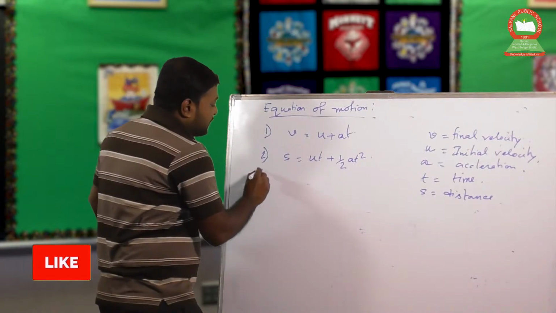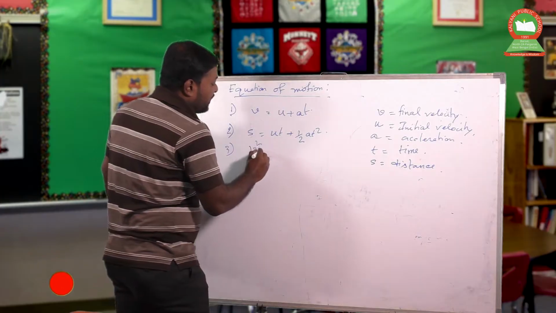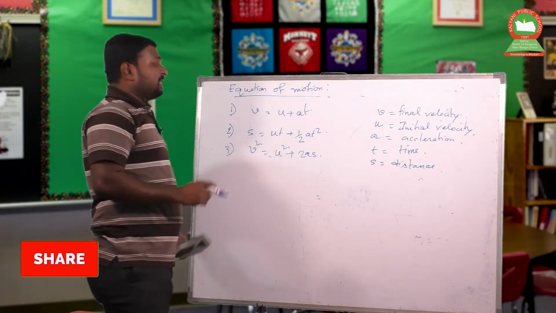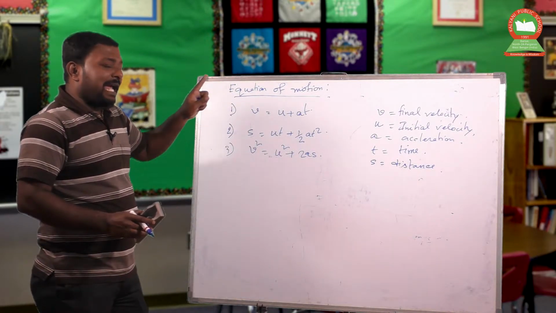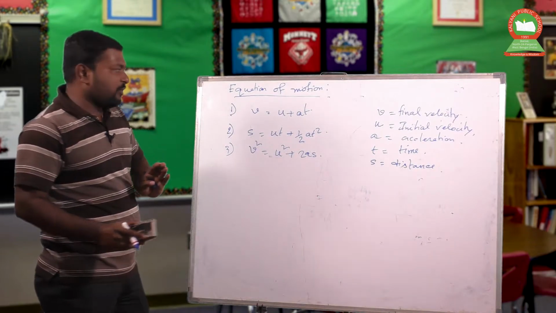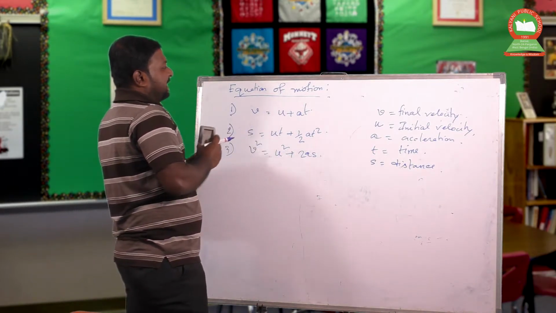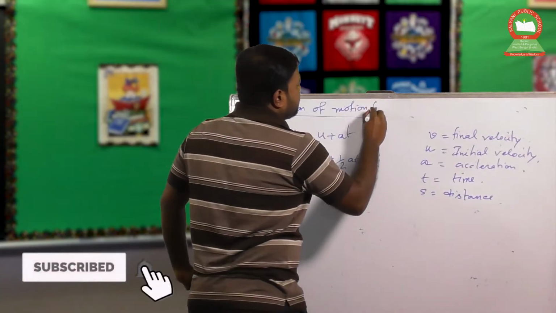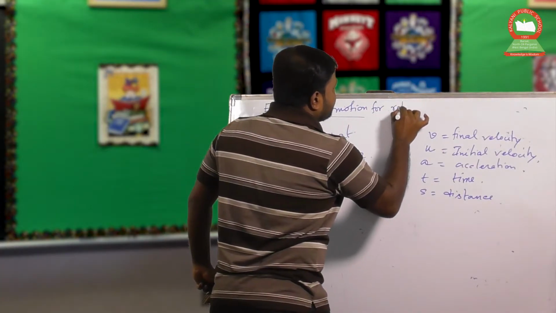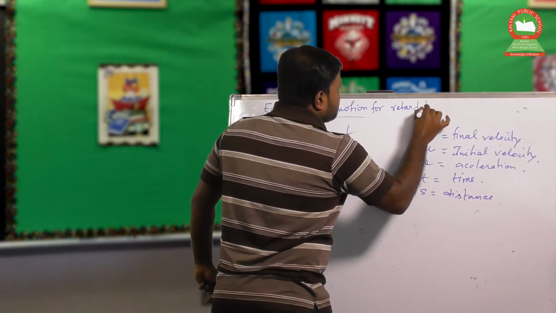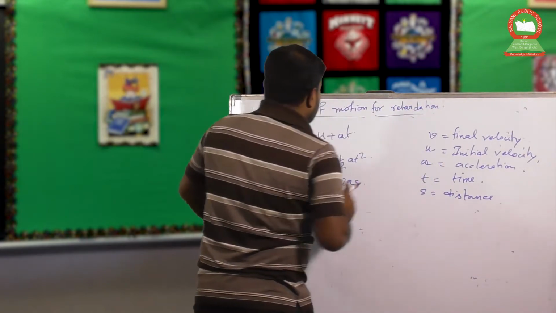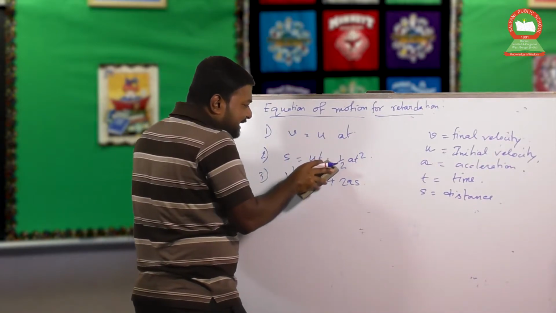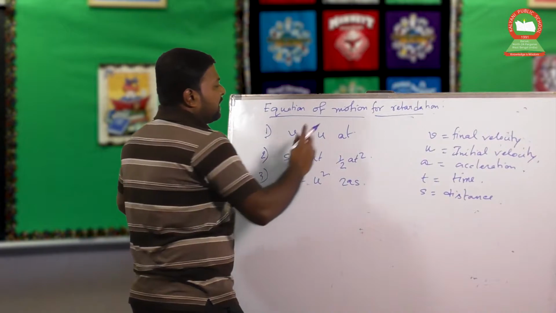Now the third one, which is the important one, V square equal to U square plus 2AS. Mind it, those equations are for accelerated motion. For the retarded motion, the equation should be like that. Equation of motion for retardation gives you that plus sign should be altered by a negative one.